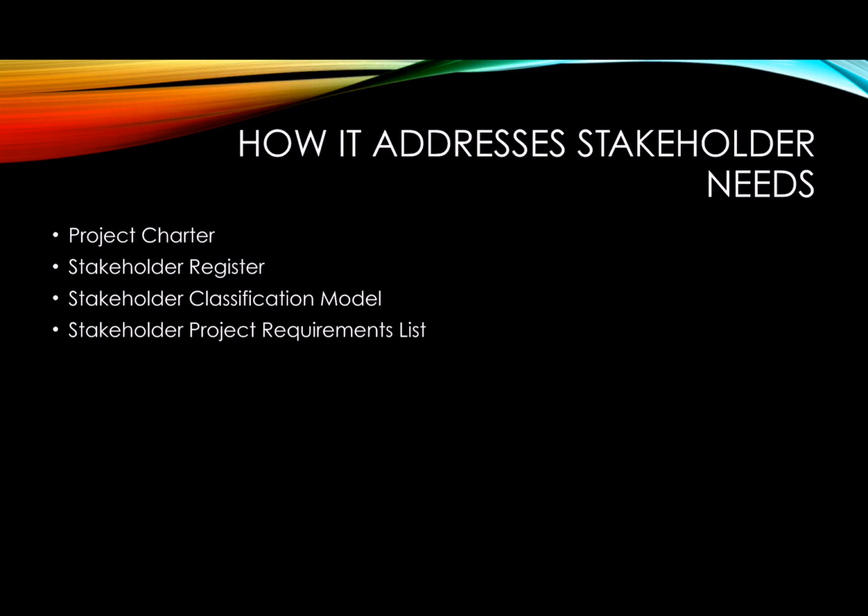The project charter identifies key stakeholders and their roles and responsibilities. The stakeholder register is a project document that contains information about stakeholder requirements, expectations, potential for influencing project outcomes, and where they have the most impact or influence. The stakeholder classification model gives additional information on the stakeholder, including if they are internal, external, their impact, influence, power, and interests.